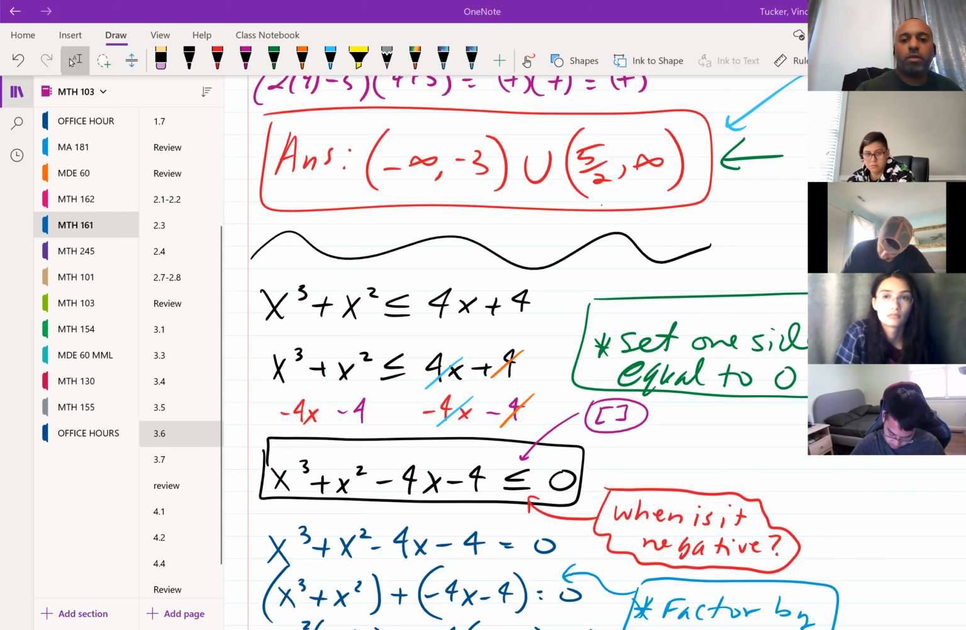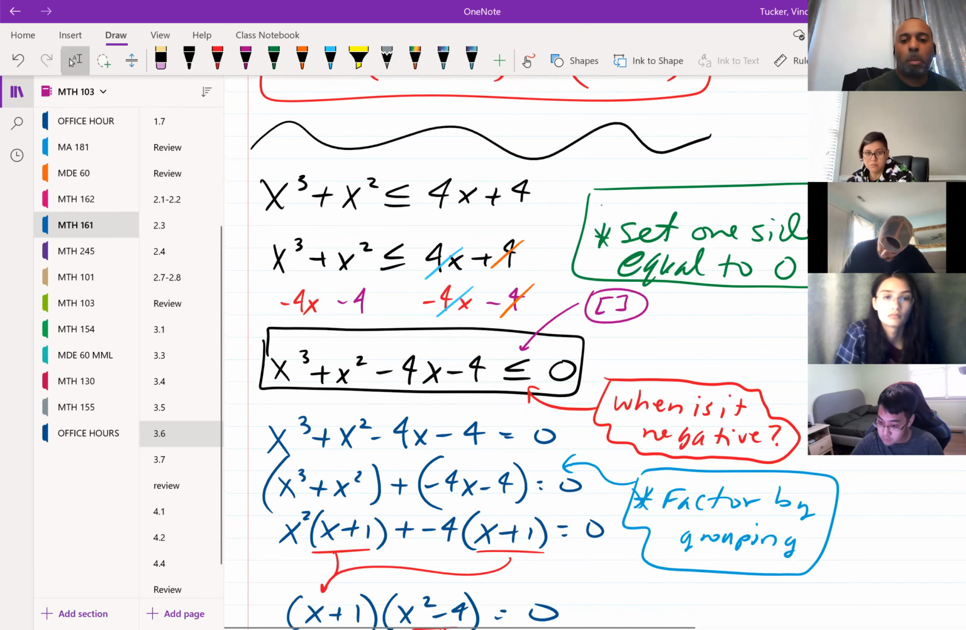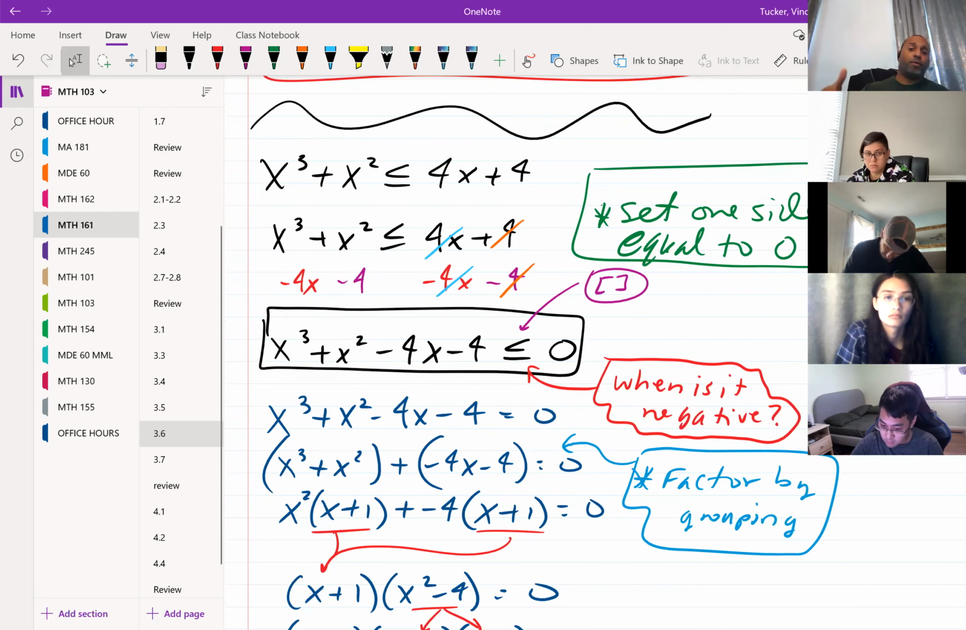All right, scrolling up some. So just like before, once you set one side equal to 0, go ahead and set your equation equal to 0 and go ahead and solve. Because we have 4 terms here, we need to factor by grouping. Group together the first 2 and second 2.